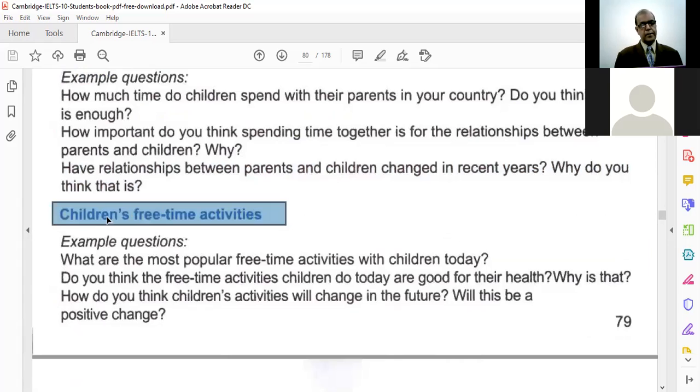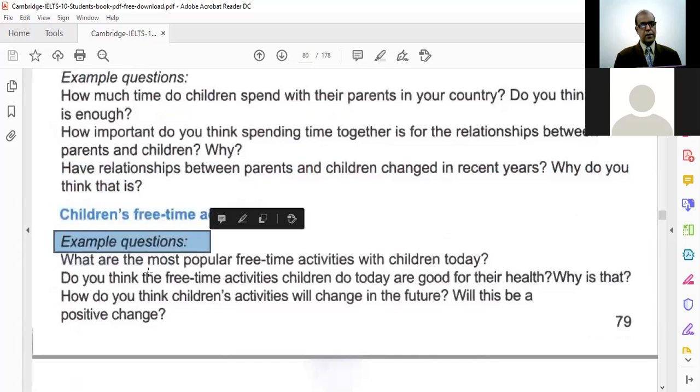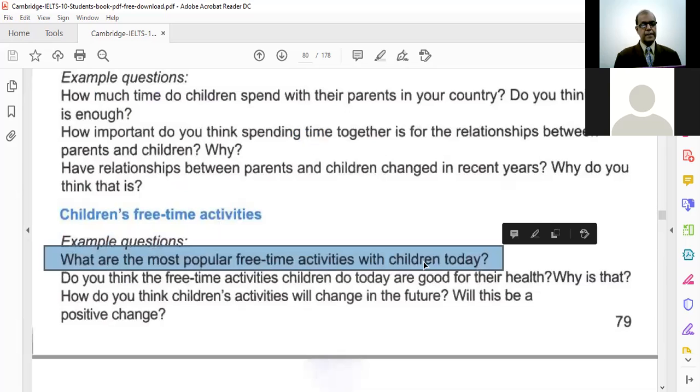Now, the next topic heading is children's free time activities. Example questions are: what are the most popular free time activities with children today? How are young people spending their time these days?